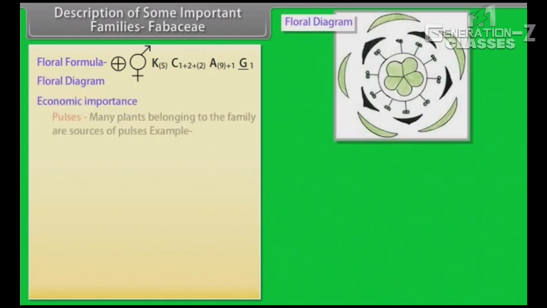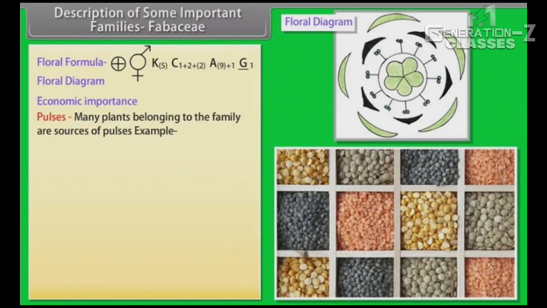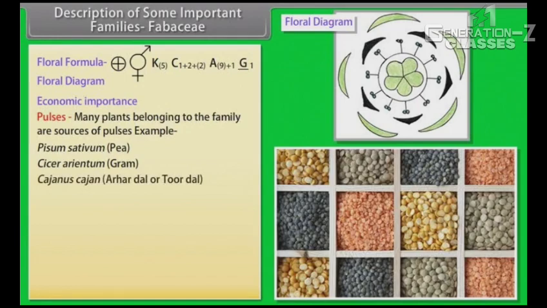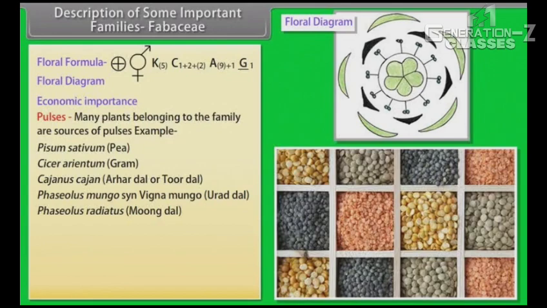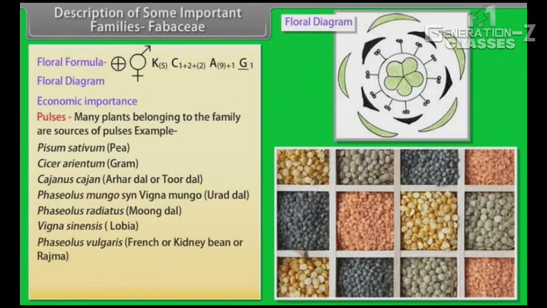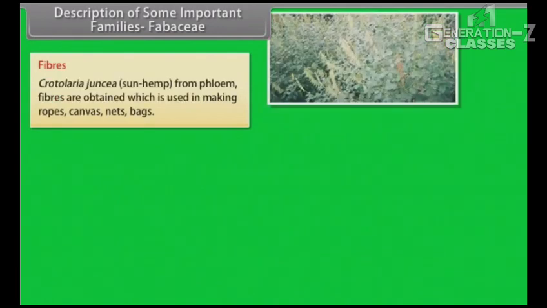Economic importance. Pulses. Many plants belonging to the family are sources of pulses. Example: Pisum sativum, pea; Cicer arietinum, gram; Cajanus cajan, arhar dal or tur dal; Phaseolus mungo, urad dal; Vigna mungo, urad dal; Phaseolus radiatus, mung dal; Vigna sinensis, lobia; Phaseolus vulgaris, French or kidney bean or rajma; Lens esculentum, masoor dal; Lathyrus sativus, khesari dal.